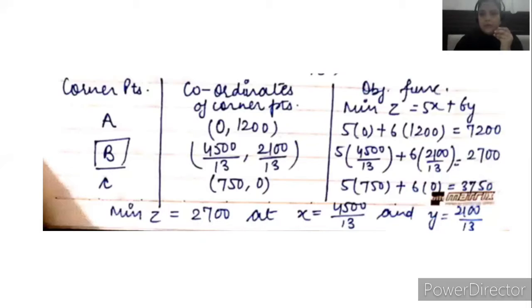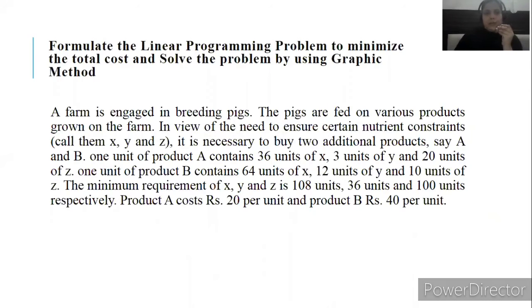Now, you may get two kinds of problem in linear programming. You may either get the formulated program directly, or you can get it in the form of a question, that is, in statement form. Next, consider this problem: you first need to formulate it, then you need to solve it graphically. Formulate the linear programming problem to minimize the total cost and solve the problem by using graphic method.